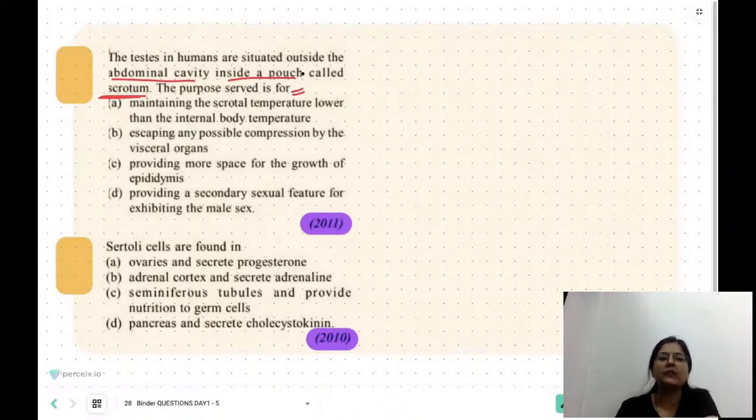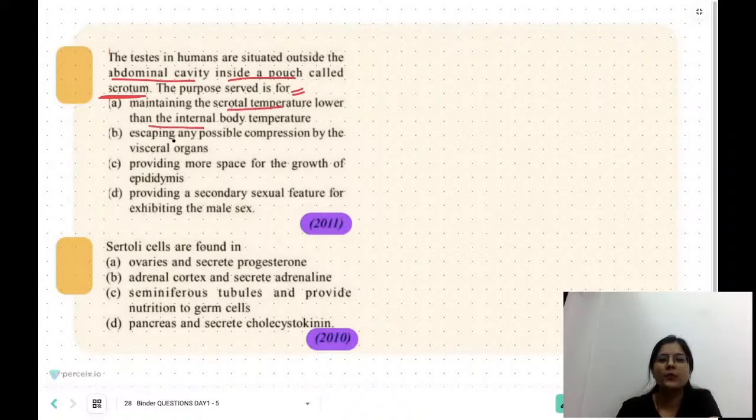जरूरी है, and without any kind of doubt सिर्फ एक ही चीज आपके दिमाग में होना चाहिए so that कि scrotum का temperature low maintained हो and it will be responsible for the process of spermatogenesis. So the process is served for maintaining the scrotal temperature lower than the internal body temperature.